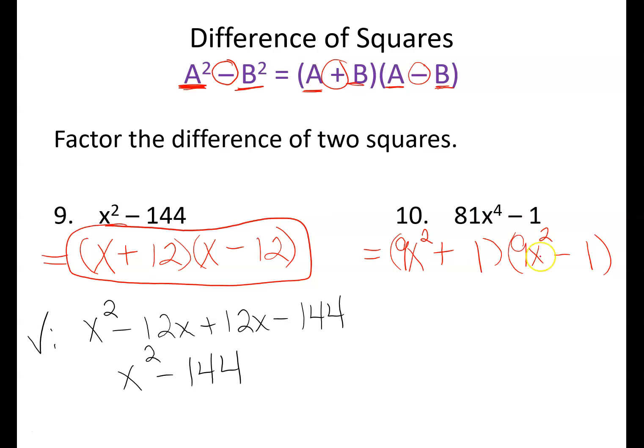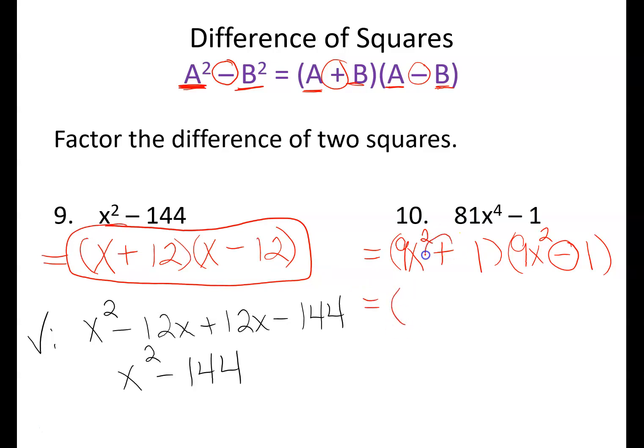Notice that 9 and x squared are both perfect squares, and 1, of course, is still a perfect square. So if both terms are perfect squares and you've got a minus sign, you have a difference of squares. So this second factor needs to factor further. Now over here on our number 9 example, we didn't factor further because x was not a perfect square and neither was 12. But on number 10, we do need to go further.